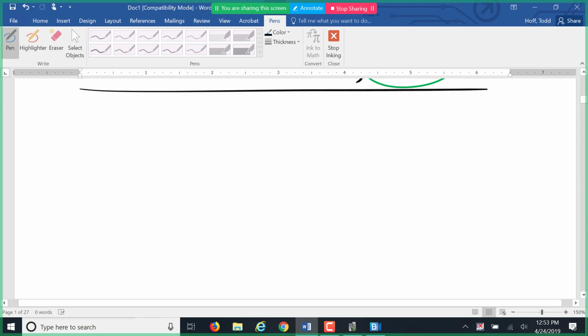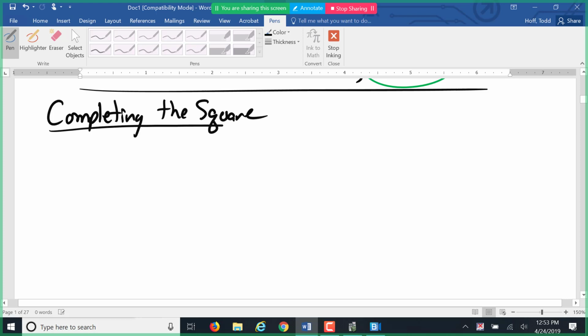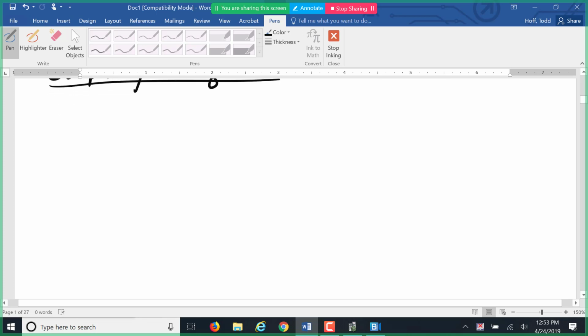Let's do another example of that. It is called completing the square, which the name is kind of fitting because that's what we're doing, we're creating a perfect square trinomial so we can make that perfect square. If I have x squared plus 8x minus 7 equals 0.